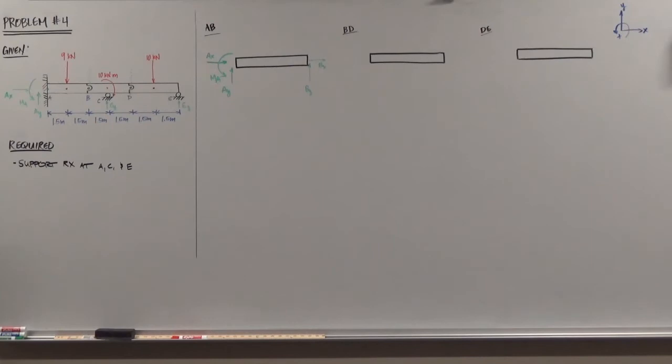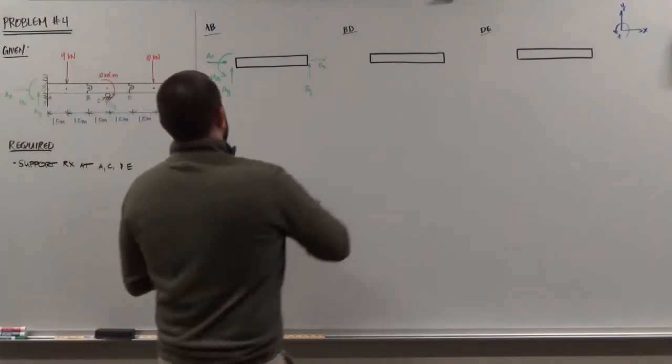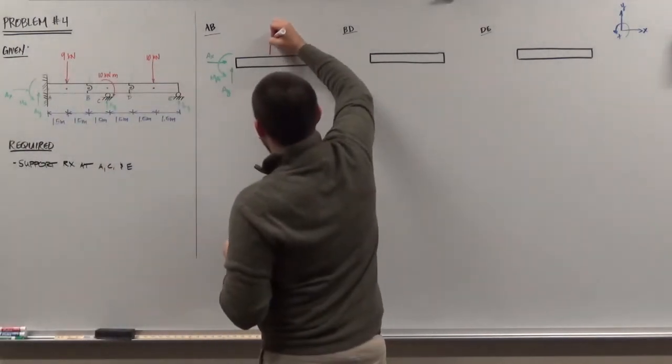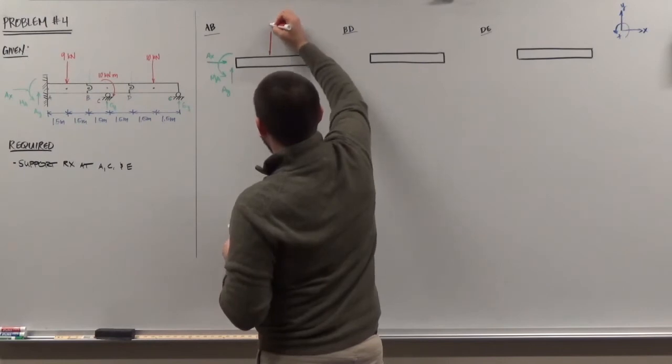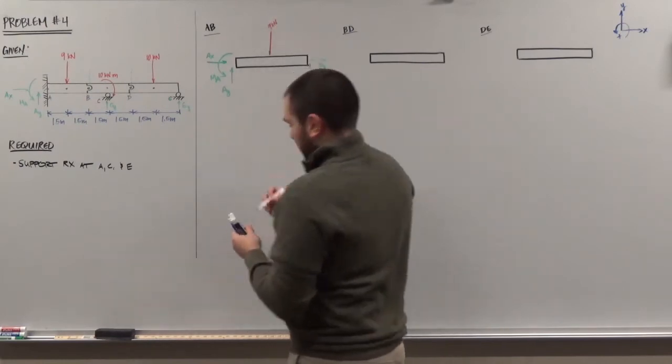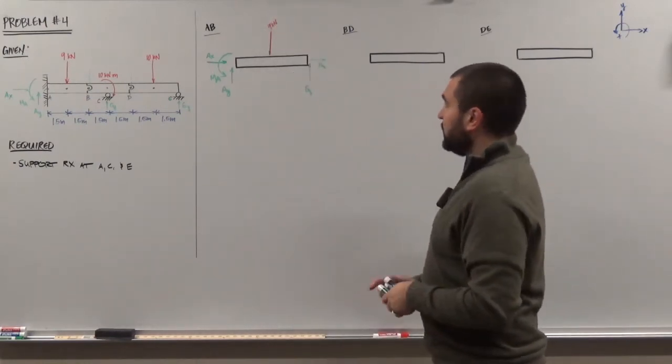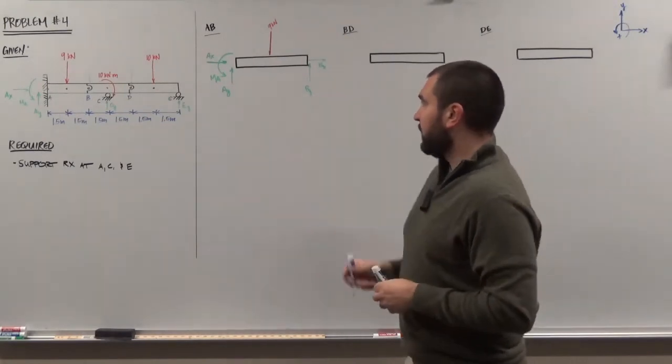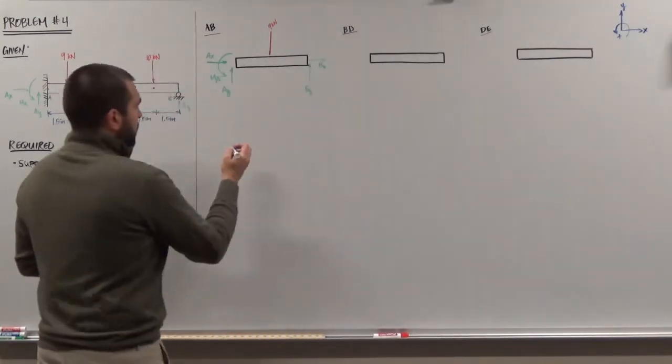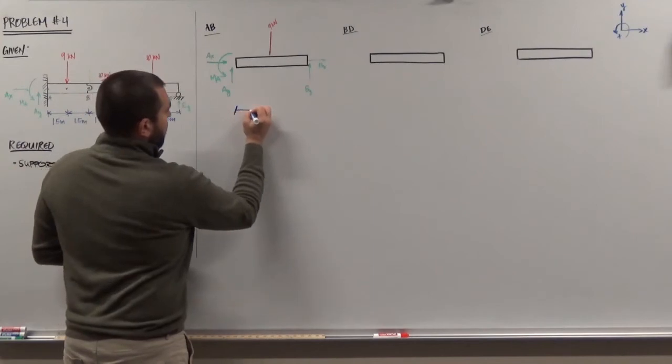Okay, but that's not a complete free body diagram yet. We have two more things we need to add. So one is this 9 kilonewton external load. And so that is right here, 9 kilonewtons. And the other thing that we're missing is simply the geometry, where this 9 kilonewtons is acting, where point B is relative to point A.